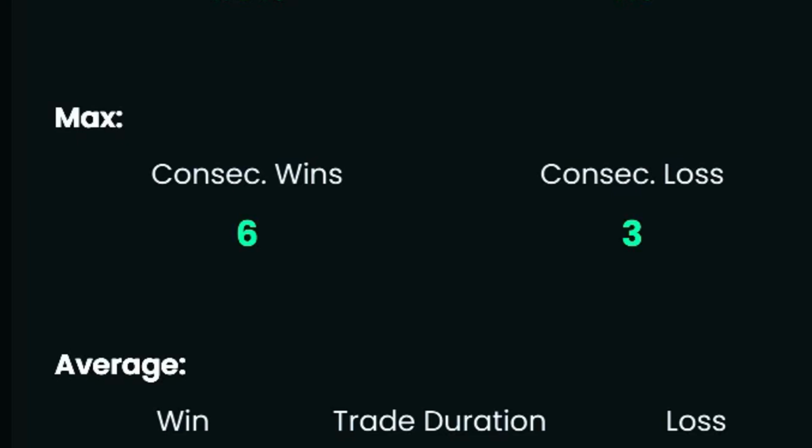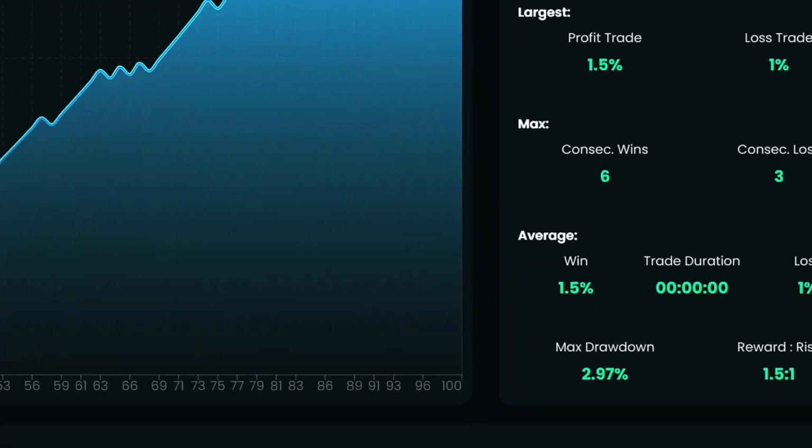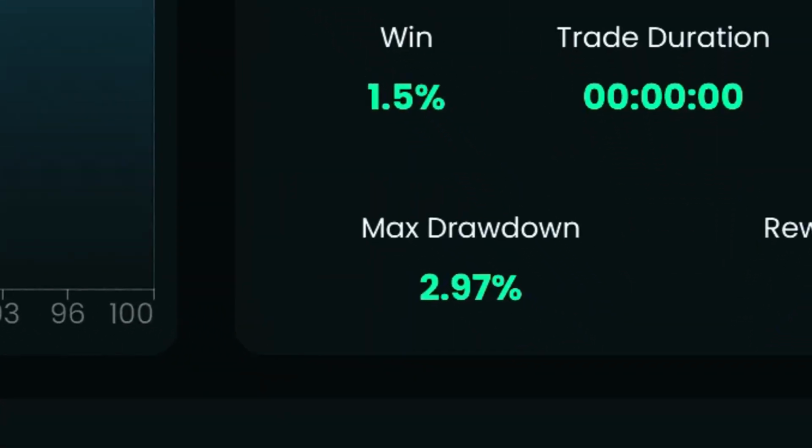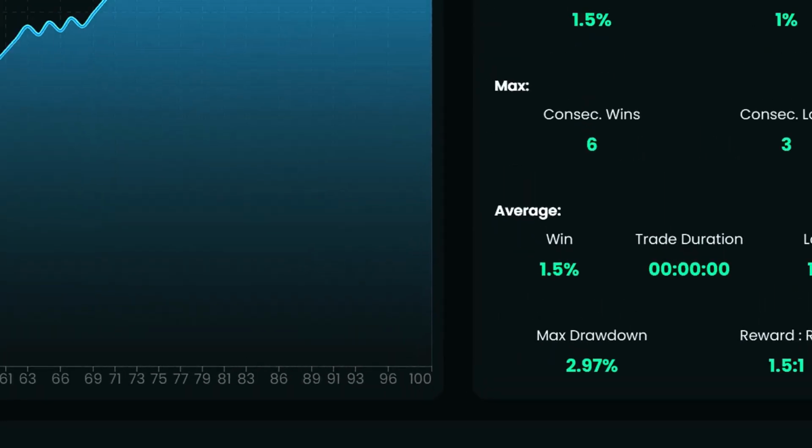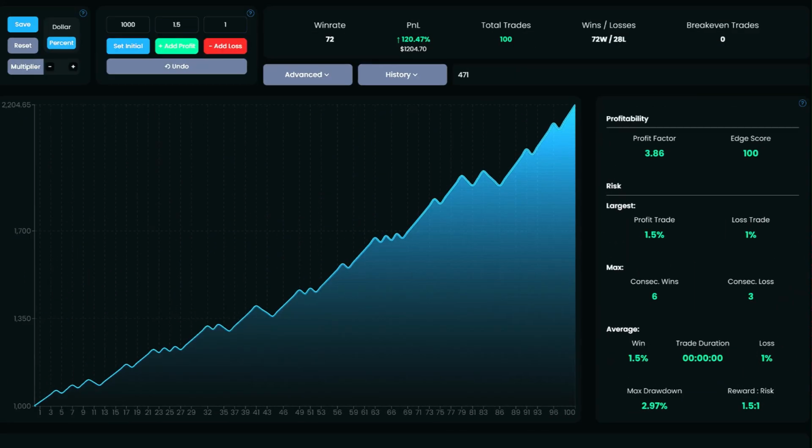Finally, the max drawdown, the largest drop from a peak to a trough in our trading account balance, was a manageable 2.97%. This indicates that while we did experience some losses, they were relatively small in comparison to our overall profits.